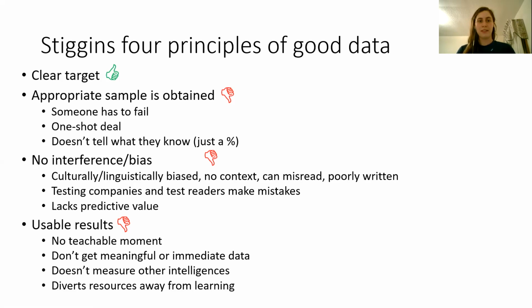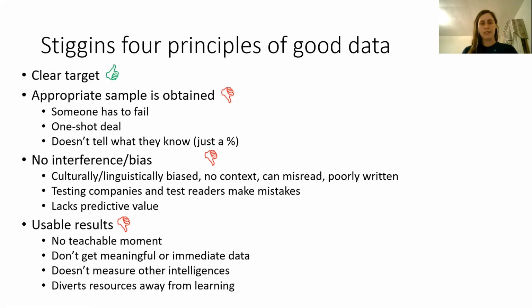Also, the idea that good data does not have interference, well, this fails it because it does have interference. A lot of these standardized tests are culturally and linguistically biased. A lot of them are made for white middle-class people from the East Coast. I've heard examples about math questions talking about city blocks. Well, if you're from rural Missouri, you might not know what a block is, and so that doesn't really make sense to you. Also, the questions do not have context and they can be misread and poorly written. So students might not be showing what they know just because they misread it.